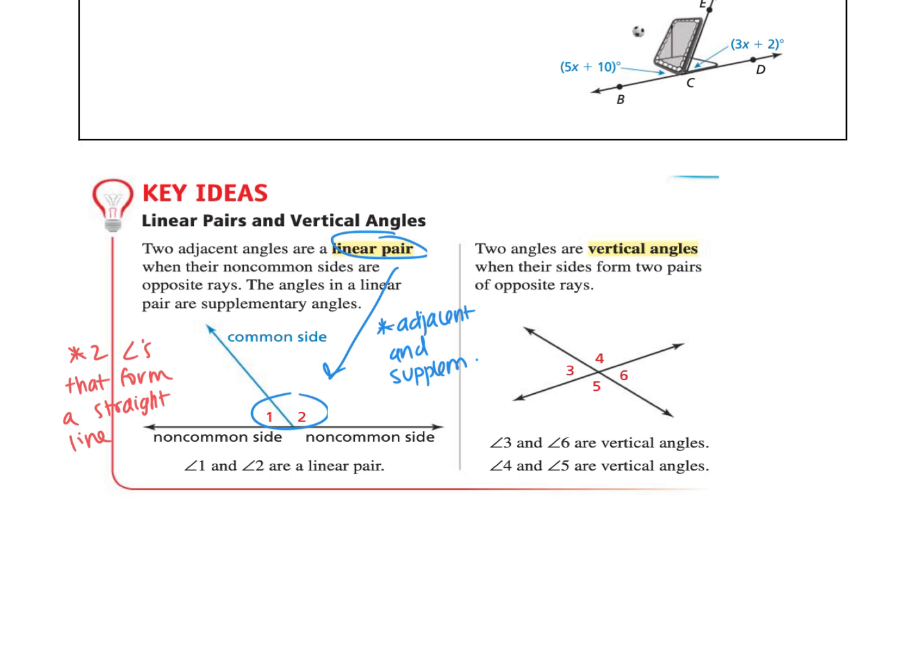Okay, and then vertical angles are just across from each other. So 4 and 5 are vertical because they're across from each other. So are 3 and 6. So vertical angles are just across from each other. So linear pair, they're next to each other. Vertical angles, they're across from each other. Questions before our last 2 examples?